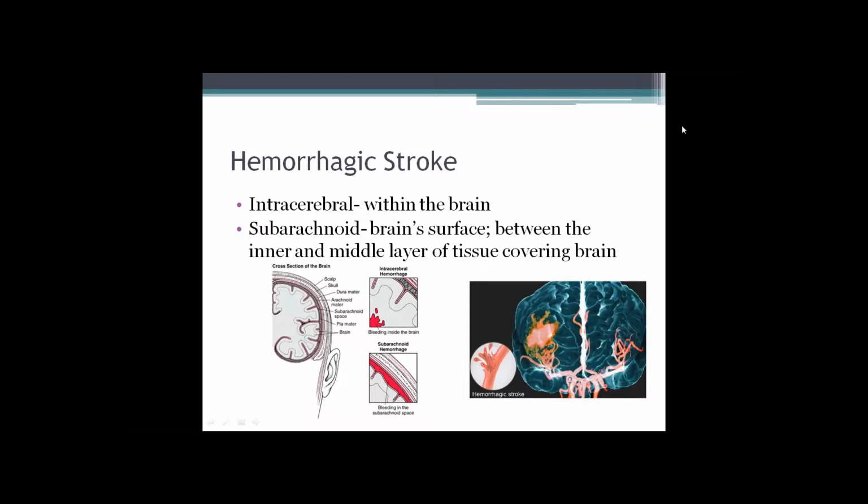The two types of hemorrhagic stroke are intracerebral, which affects vessels within the brain itself, and subarachnoid, which affects arteries at the brain surface, just below the protective arachnoid membrane.